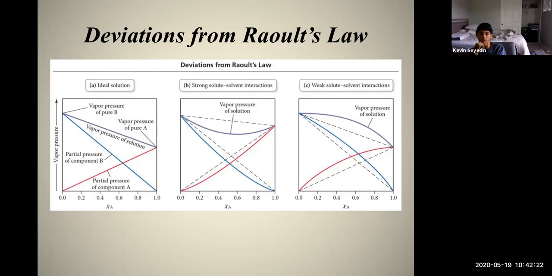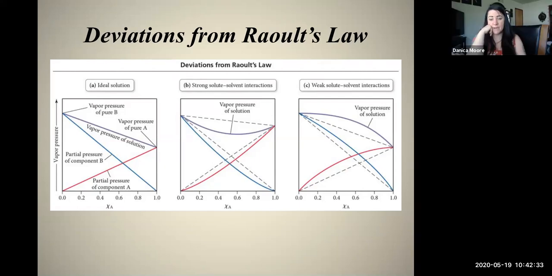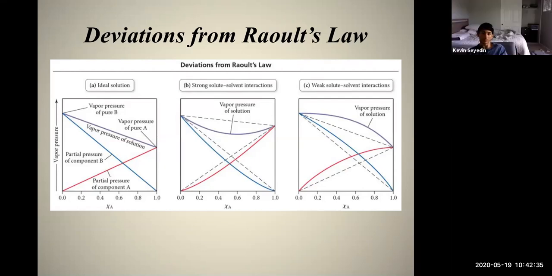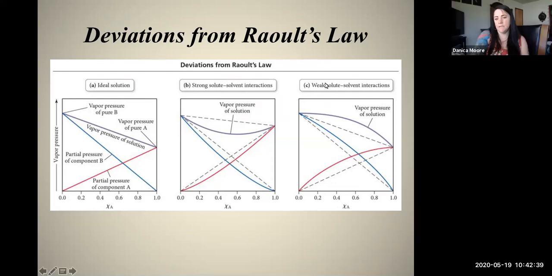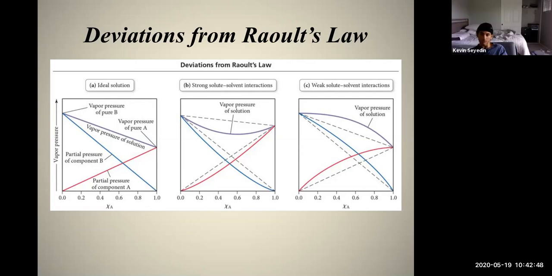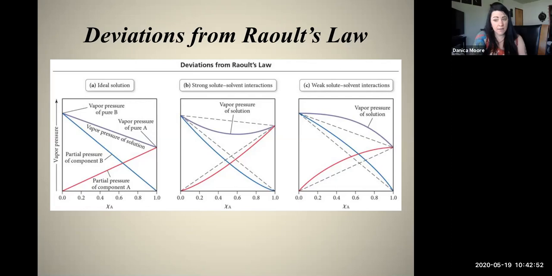Can you repeat? So you said if you add a volatile solute to a non-volatile solvent, that's going to increase the overall vapor pressure? Mm-hmm. Yeah. Okay. So what do you mean by weak solute here? Does that mean non-volatile or volatile? Volatile. So when we're talking about strong solute-solvent interactions, this would be something like an ion-dipole interaction. Why is the vapor pressure going down?